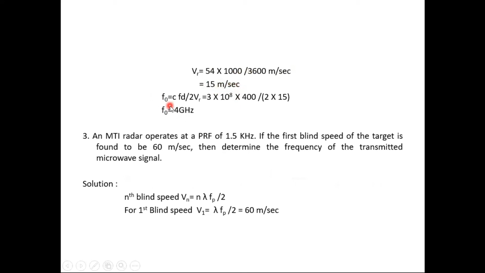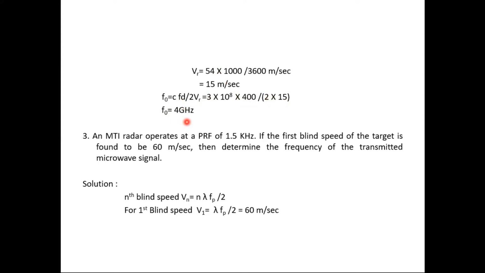Now the operating or transmitted frequency f naught equals C into fd divided by 2 into Vr. So 3 into 10 to the power of 8, the velocity of light in meters per second, into 400, that is the Doppler frequency, divided by 2 into Vr, where Vr in meters per second is 15. After calculating this, we get the f naught value as 4 gigahertz. This is how we determine the frequency of the transmitted microwave.